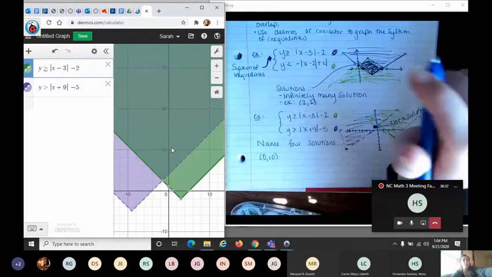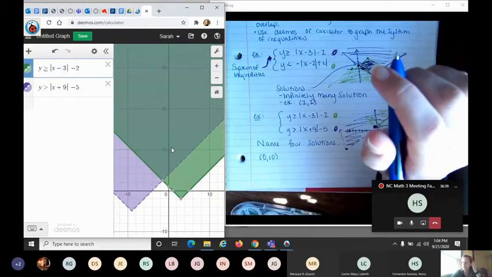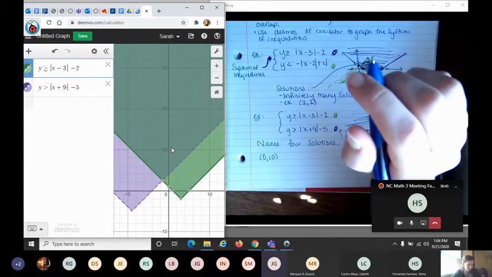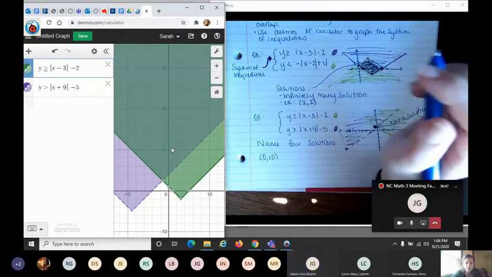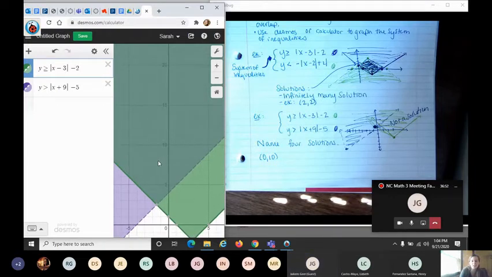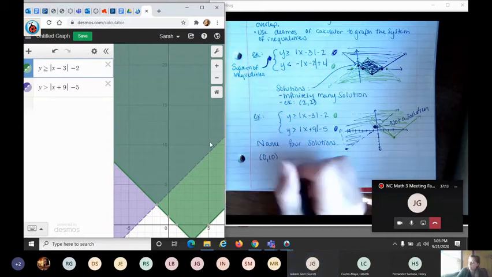And I want to hear what some of you guys have to say. Jaikeem, are you here? I'm here. All right, can you pick another solution for me? There are infinitely many, so you have plenty of options. What's something in the purple and green shaded region in here? Say 5, 10. So 5, 10. Yep, that's a solution. Thank you very much.